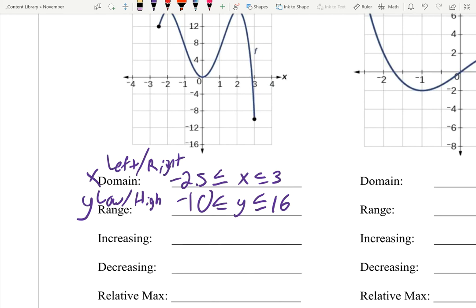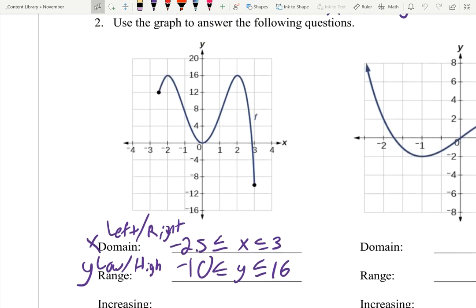All right, now I'll focus on increasing. Now increasing, here's how I like to do it. I like to take my pencil and trace the function from the left to the right and then determine whether I'm going up or down.